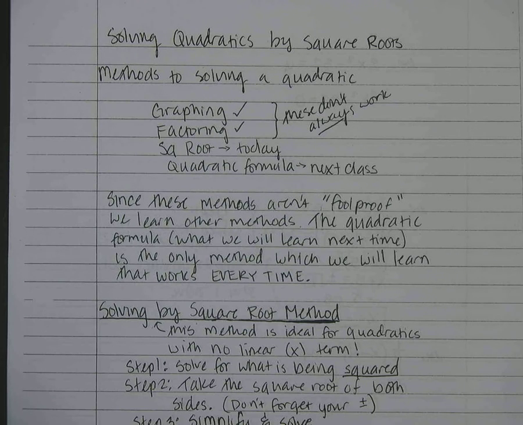So now we're going to solve quadratics by using the square root method. Remember, we've already covered graphing and factoring, but the problem is these don't always work. We're going to do square root today, and it may work, but it doesn't always work. We'll do the quadratic formula next class. It always works, so we'll talk about that next time.